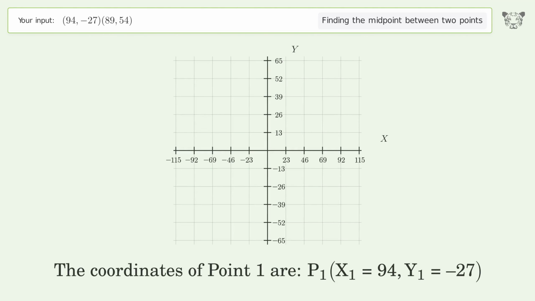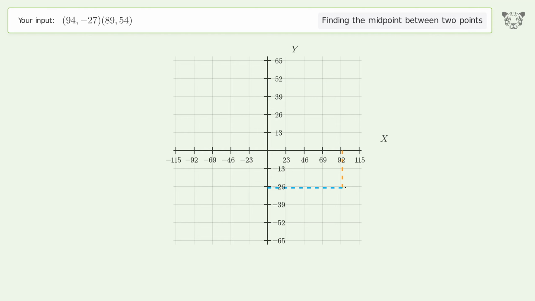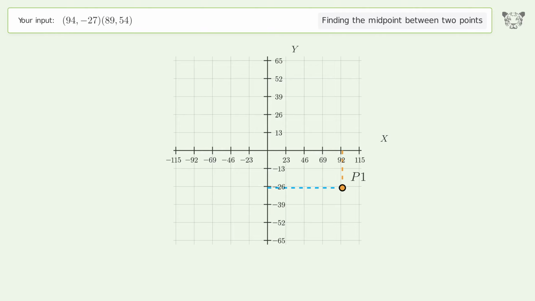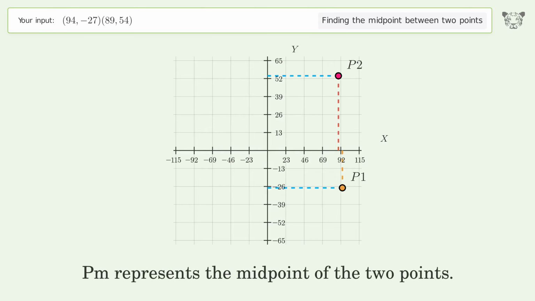The coordinates of point 1 are x1 equals 94, y1 equals -27. The coordinates of point 2 are x2 equals 89, y2 equals 54. PM represents the midpoint of the 2 points.